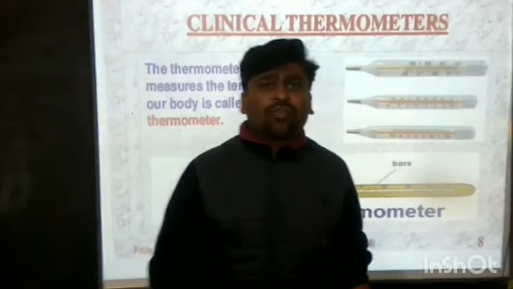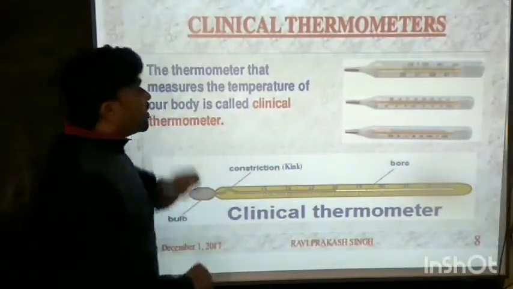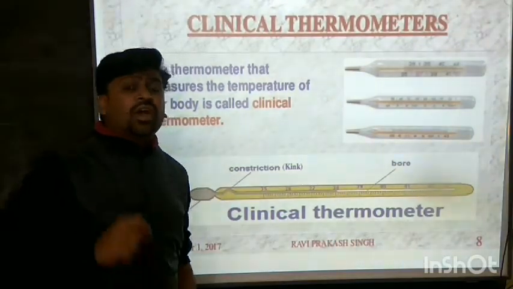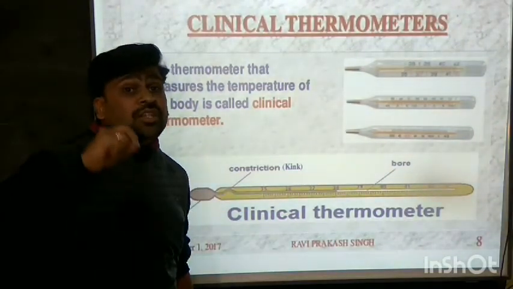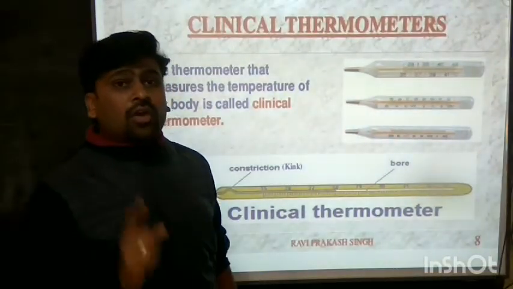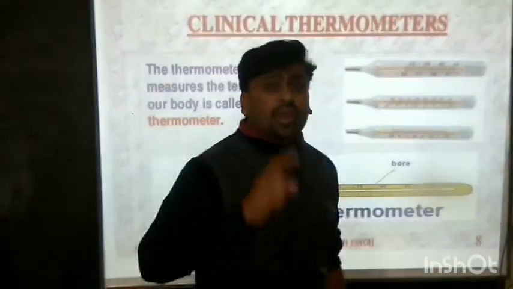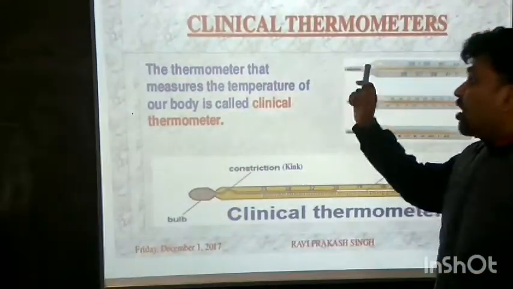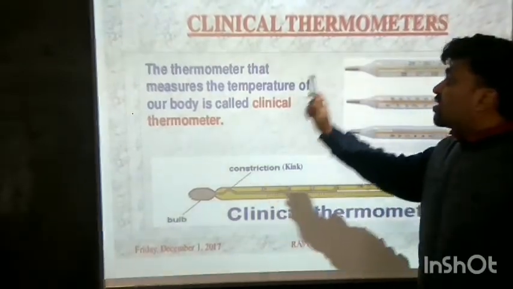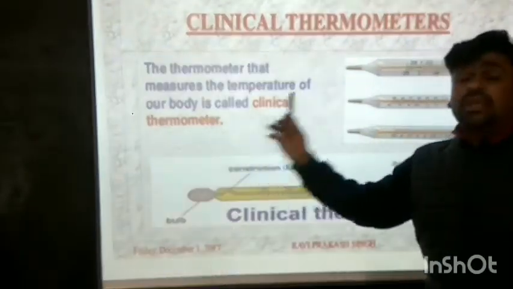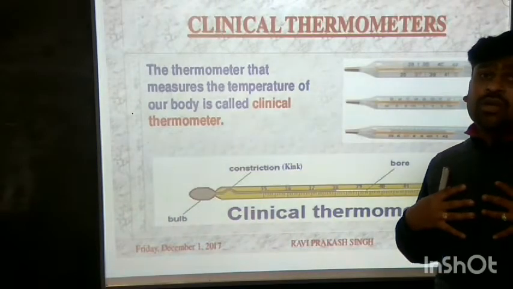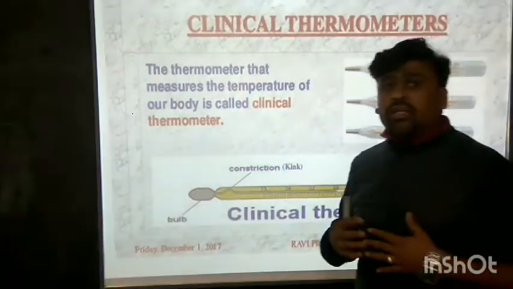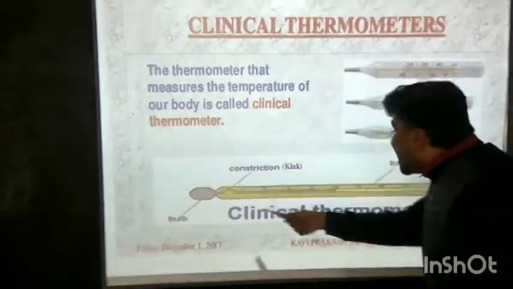The first type of thermometer, that is clinical thermometer. This kind of clinical thermometer is nothing but the thermometer doctors use. Clear? Doctors use this thermometer; we call it a clinical thermometer. Otherwise, the thermometer that measures the temperature of our body. Body temperature measure ಮಾಡಿದ್ರೆ. Clear? For example, ನಮಗೆ ತುಂಬಾ ಜ್ವರ ಬಂದಿದೆ. Doctor ಹತ್ರ ಹೋಗ್ತೀರಾ. That time doctor uses the thermometer.